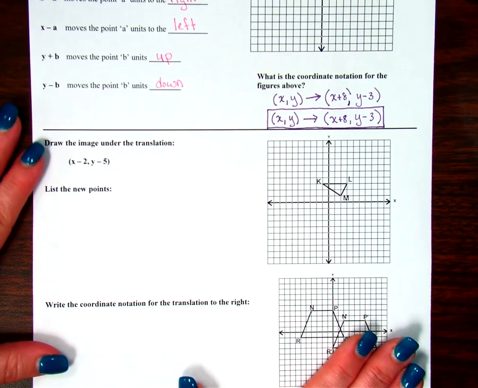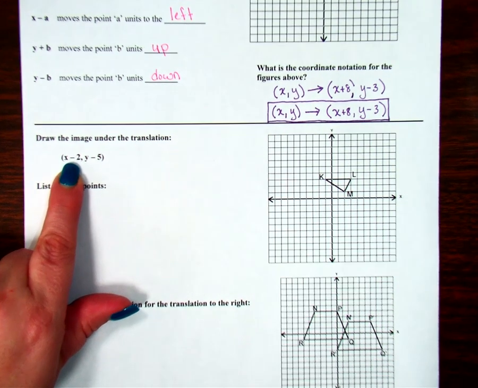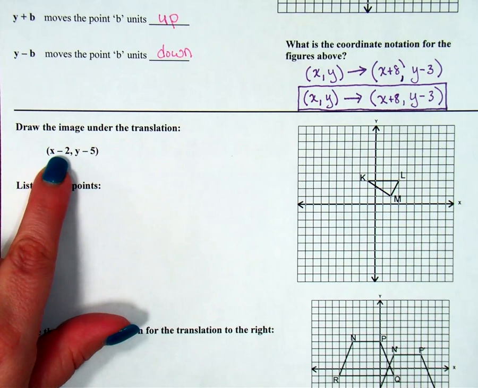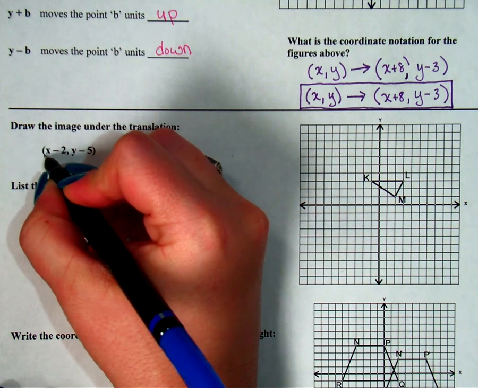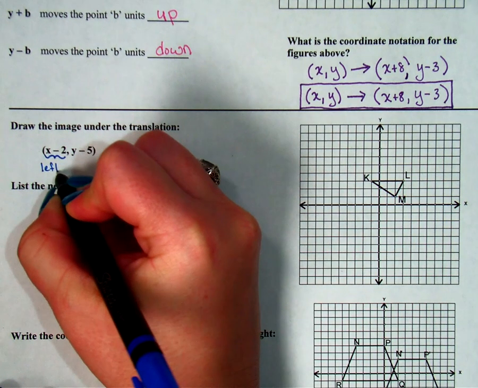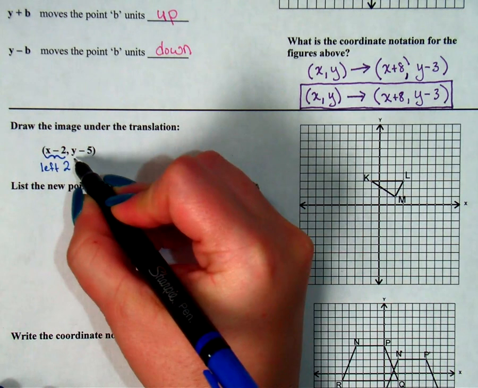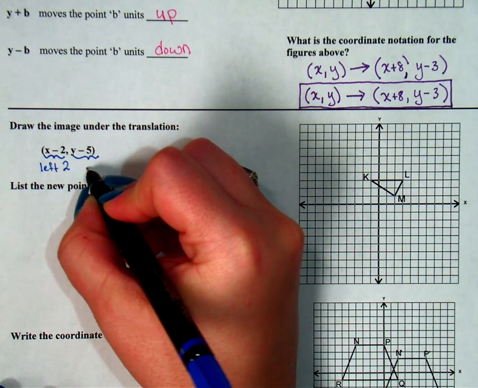Let's look at an example. Draw the image under the translation. So notice it says x minus 2 and y minus 5. When I do x minus 2, when we subtract on the x value, that moves us to the left 2. So I know this means every point is going to move left 2 units. And then my y minus 5 is going to move me down 5.